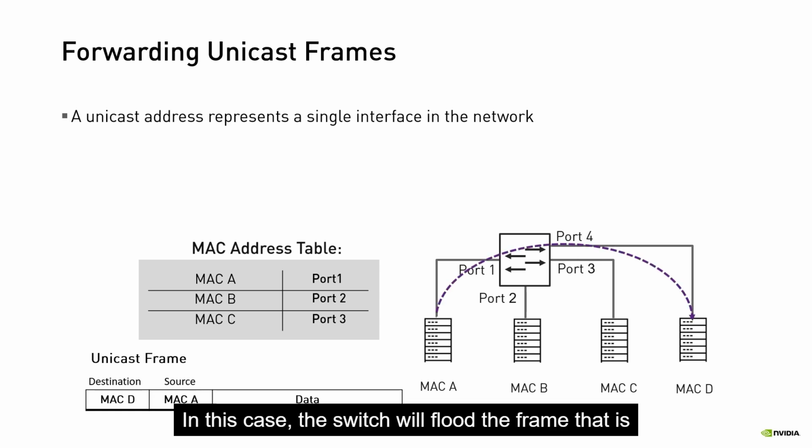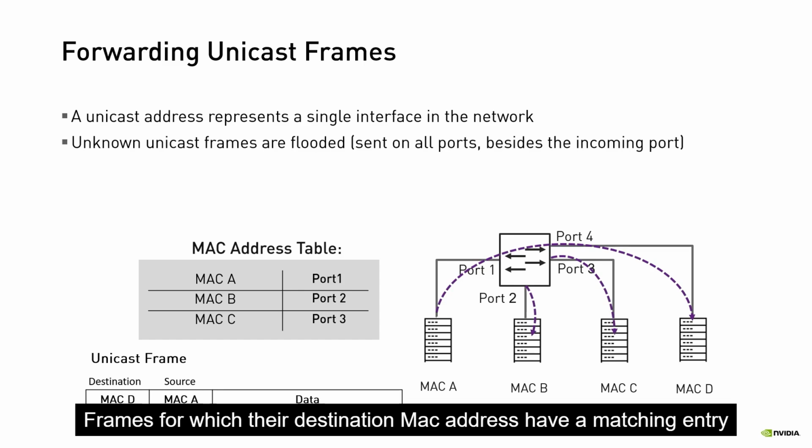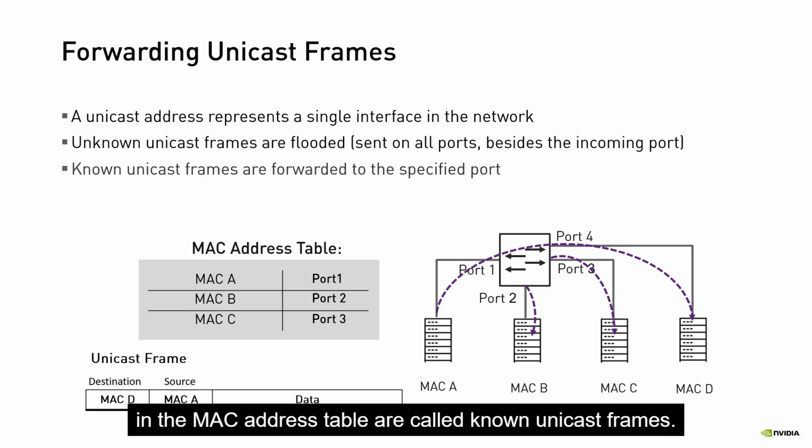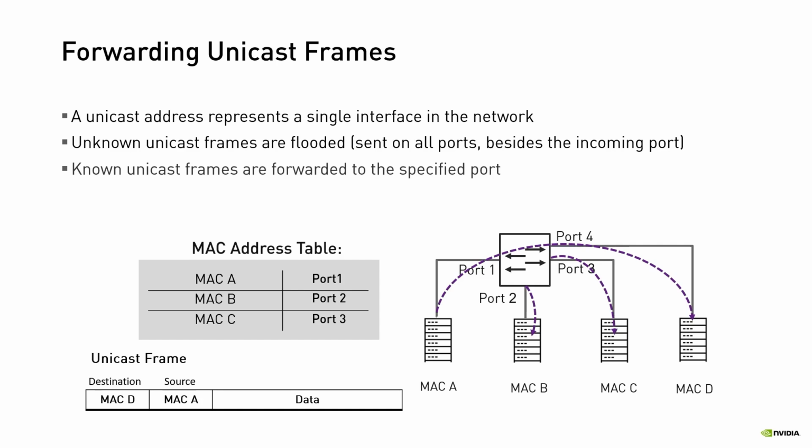In this case, the switch will flood the frame, that is, send the frame on all its ports except for the incoming port. Frames for which their destination MAC address have a matching entry in the MAC address table are called known unicast frames. They will be sent on the specific port.